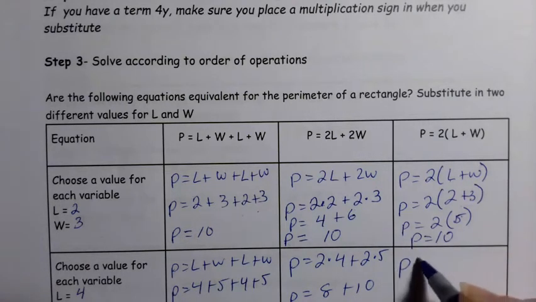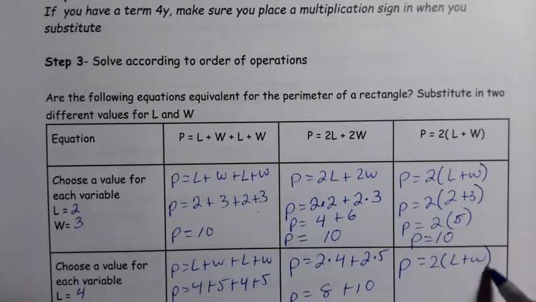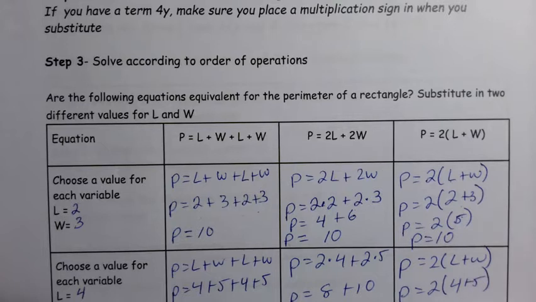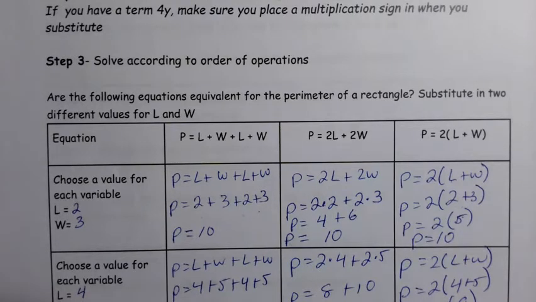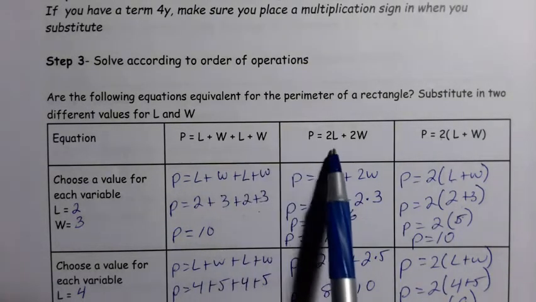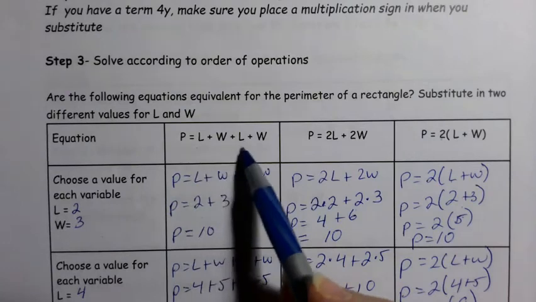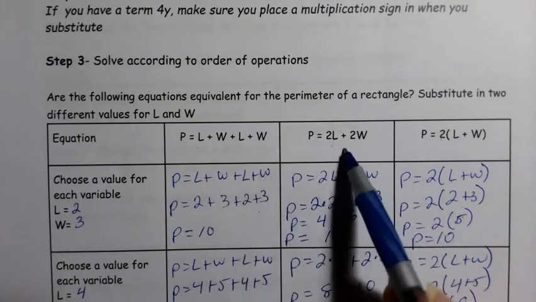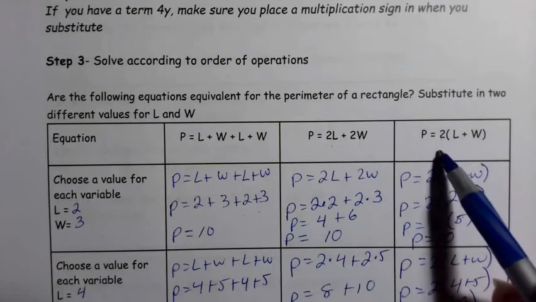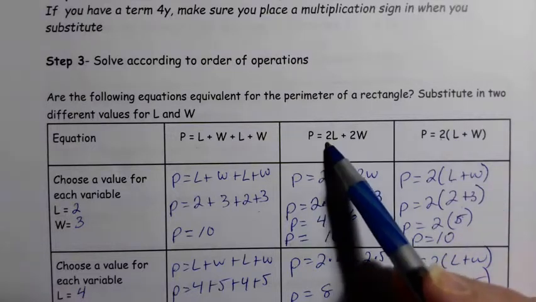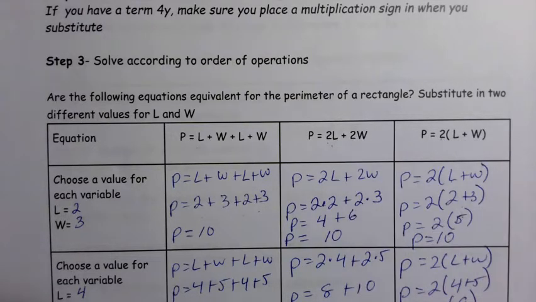And then finally, I forgot to originally write on the other one my formula. 2 times 4 plus 5, 2 times 9, P equals 18. So what this shows is that these 3 equations are equivalent to each other. They're just in different formats. If you could see, L and L become 2L, W and W become 2W. Now here they use the distributive property, which we're going to look at on the next page, and said, oh, 2 times L gives me 2L. 2 times W gives me 2W. So that's how we can show that they are equivalent.